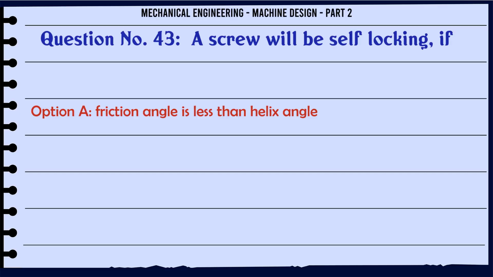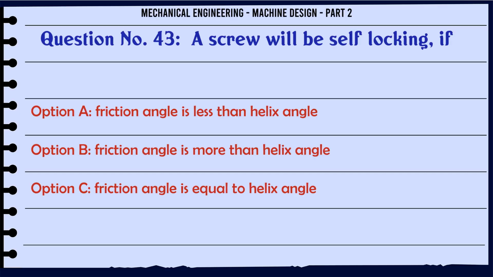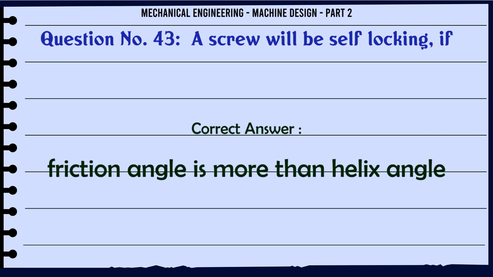A screw will be self-locking if A. Friction angle is less than helix angle. B. Friction angle is more than helix angle. C. Friction angle is equal to helix angle. D. Efficiency of screw is 100%. The correct answer is friction angle is more than helix angle.